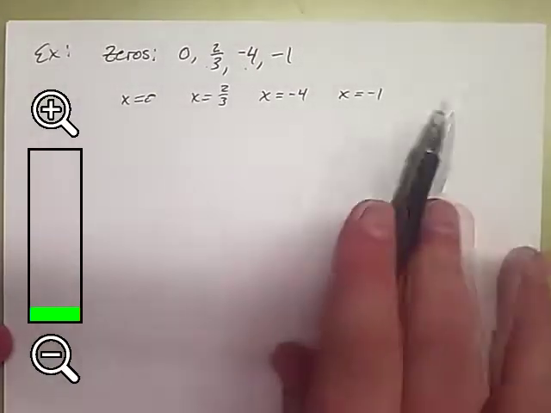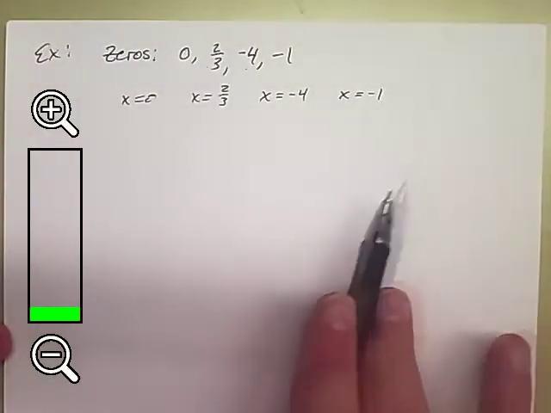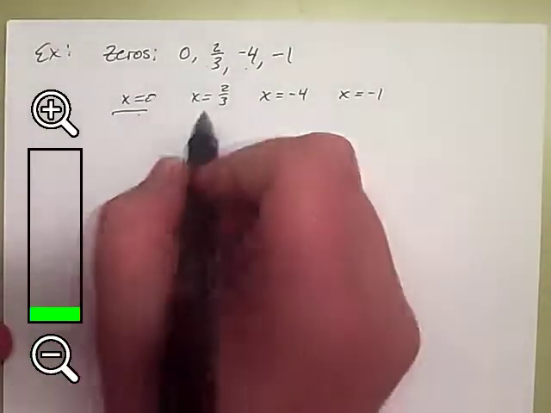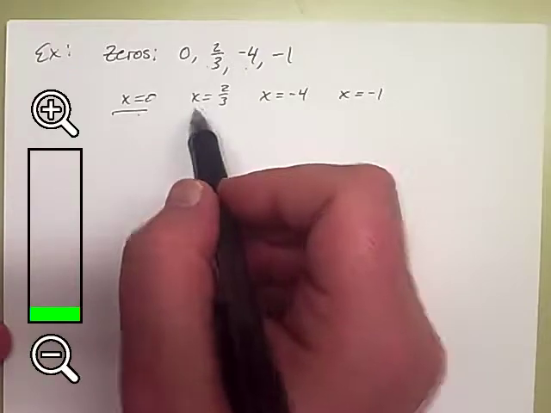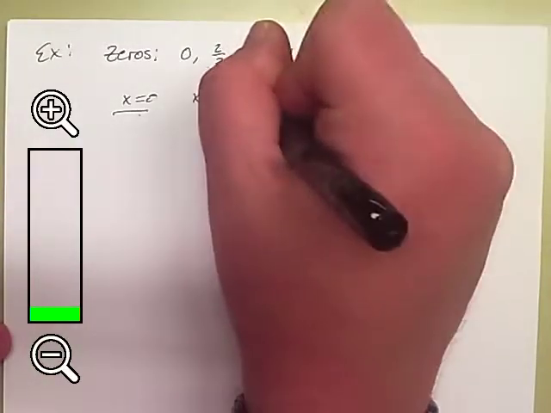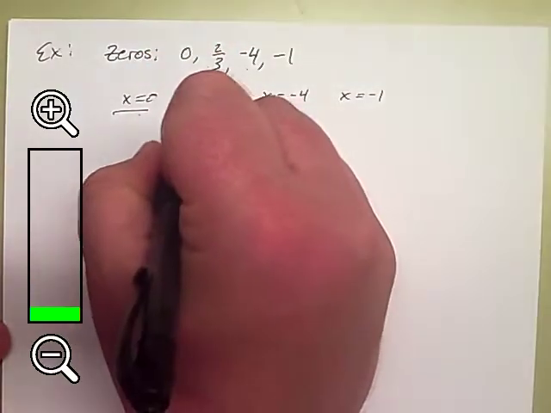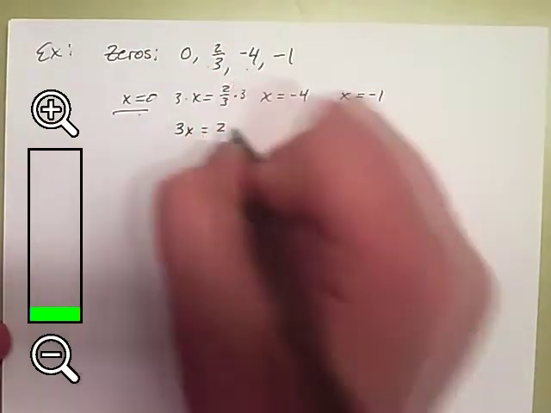Now, the goal here is to get 0 on the right-hand side. So here, I'm done. I don't have to do anything with him. With this one here, if I multiply both sides by the denominator first, I'll get 3x equals 2.